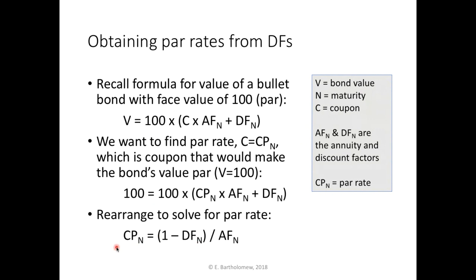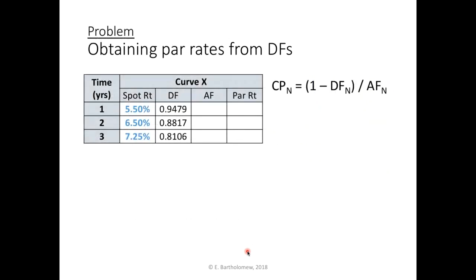So we're assuming CPN here corresponds to the coupon rate for an N-year or N-period bond. And so we've just rearranged this formula. You notice the hundreds cancel out, so that's why they don't come over here. And it becomes very simple: 1 minus the discount factor for N, so that's representing the final payment of the bullet at maturity, divided by the annuity factor. And that will give us the coupon. So let's look at a problem.